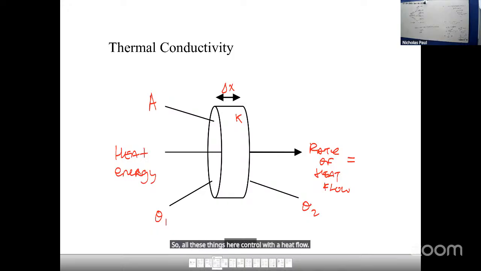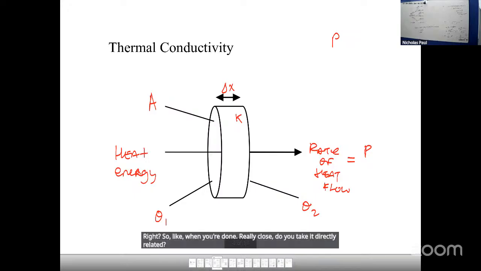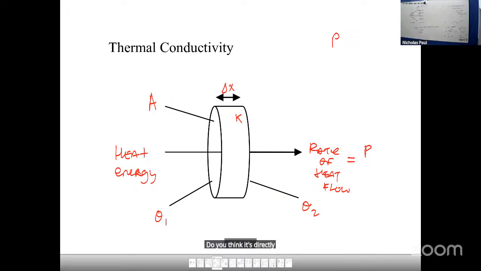When they say rate of heat flow, it is power, which is energy over time. Right? So before you go, Nathan, rate of heat flow, do you think it's directly related to the thickness? The thicker it is, the faster it will flow, or the other way around? So the thinner it is, the faster the flow. So you will say the relationship is inversely proportional. All right, we will see if that is correct just now.